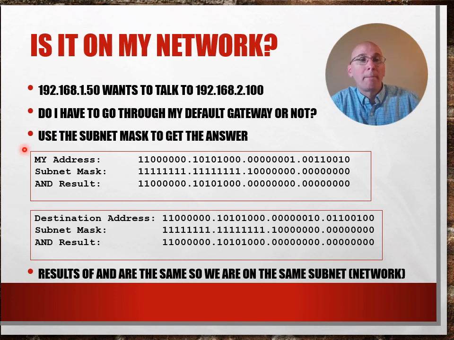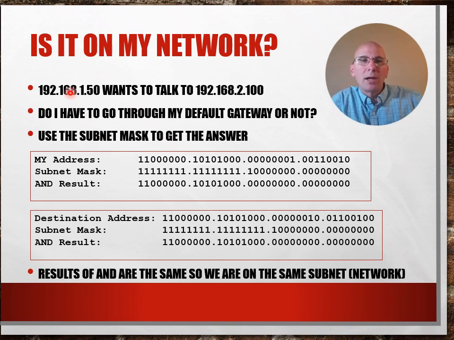So what I do is I take my IP address, and here I've just taken that 192.168.1.50, and I've converted it into binary for us. If you want some more information on how to convert decimal to binary, binary to decimal very easily, I've got a separate video on converting between the different bases. I'd encourage you to go take a look at that, and I'll link to that in the description.